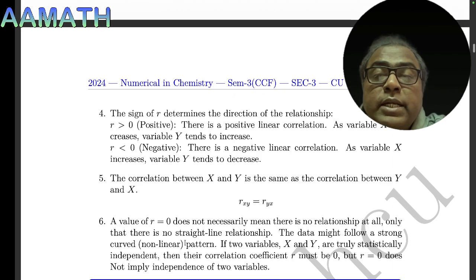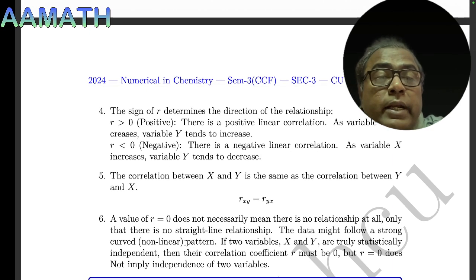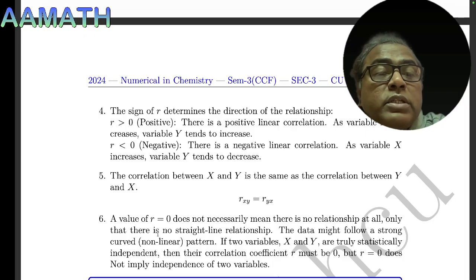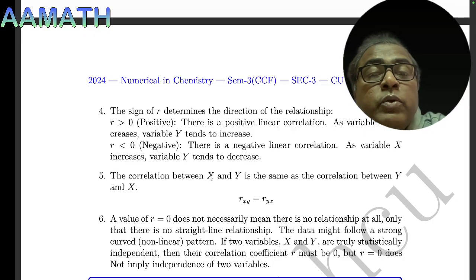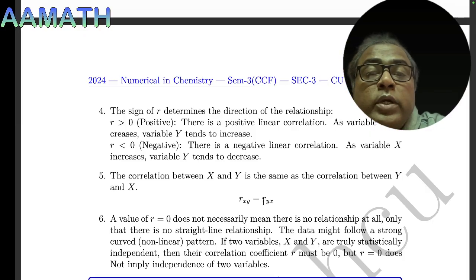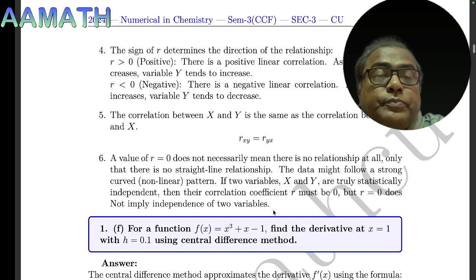The data might follow a strong curved nonlinear pattern. If two variables x and y are truly statistically independent, then their correlation coefficient R must be 0. But R equal to 0 does not necessarily imply the independence of two variables. Very important: the correlation between x and y is the same as the correlation between y and x. So Rxy equals Ryx.